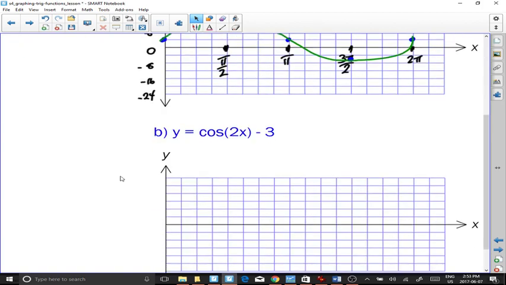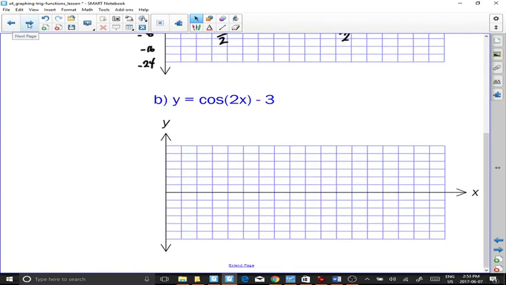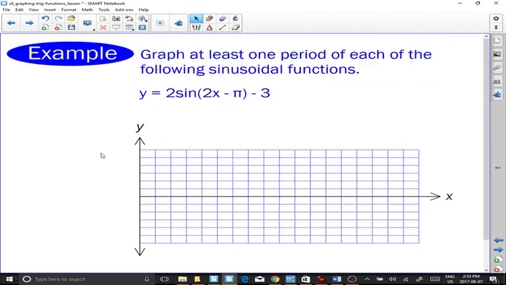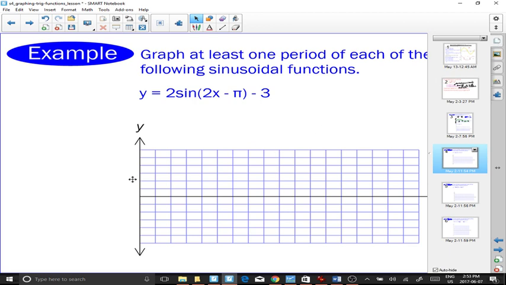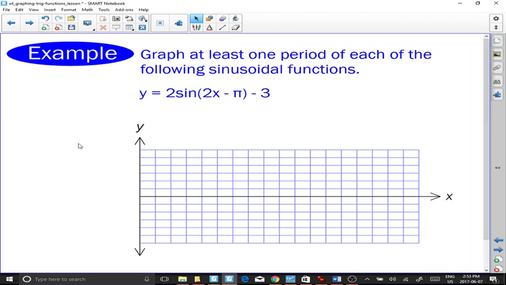Okay, we are skipping the next question because we don't care about cosine. But we are going to do this next question and the two questions that follow it. So we're graphing at least one period of 2 sine bracket 2x minus pi minus 3.